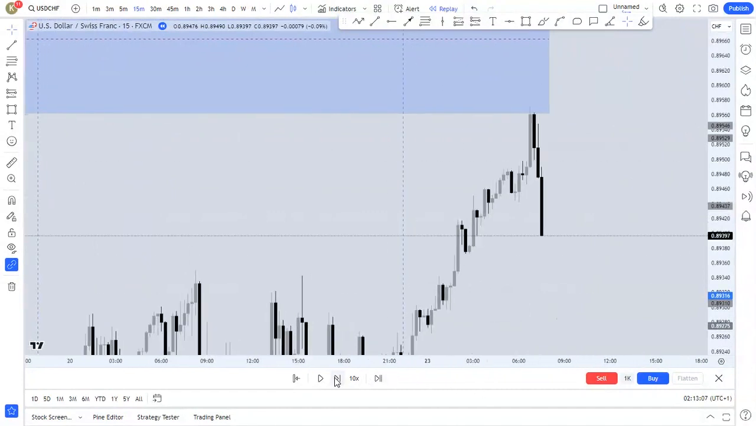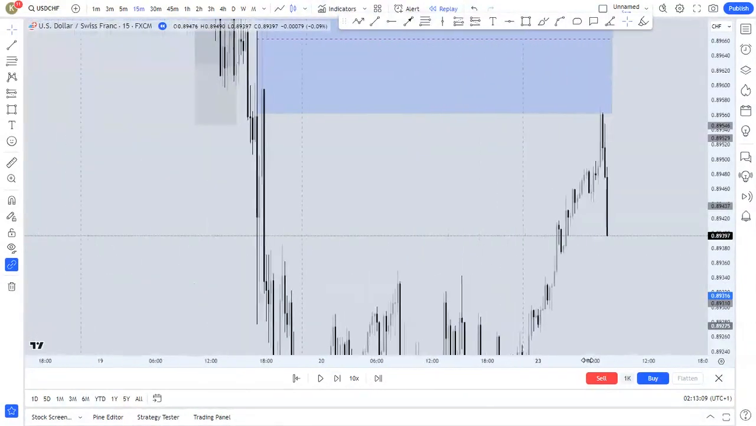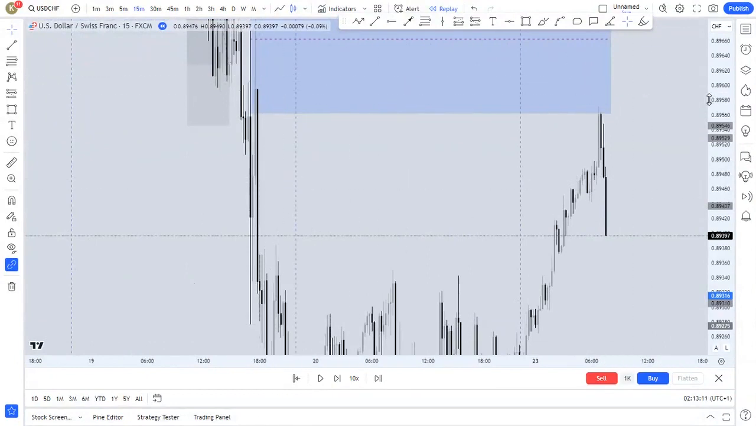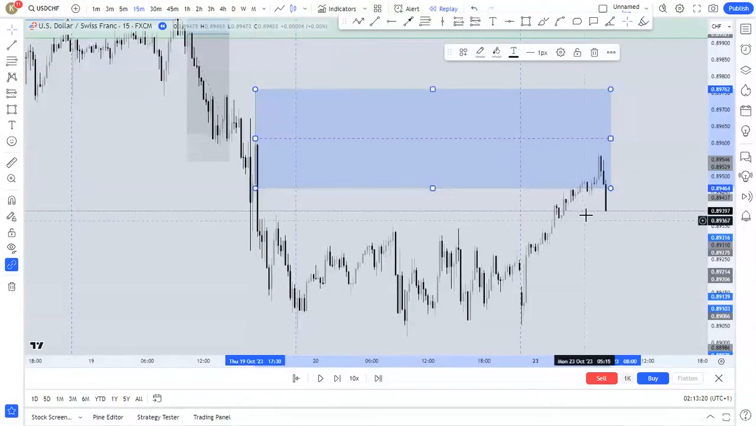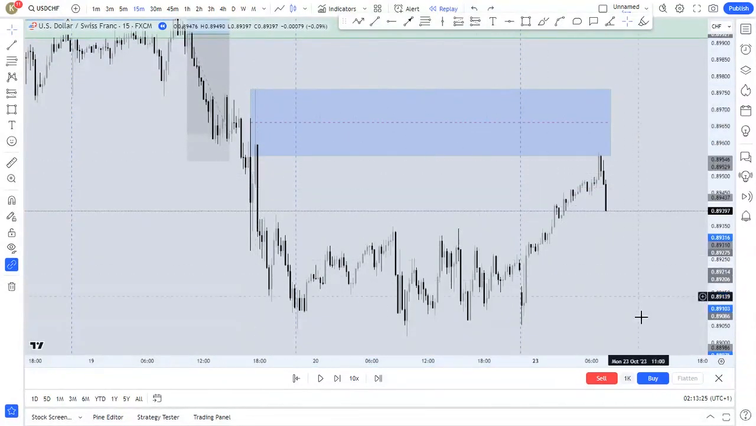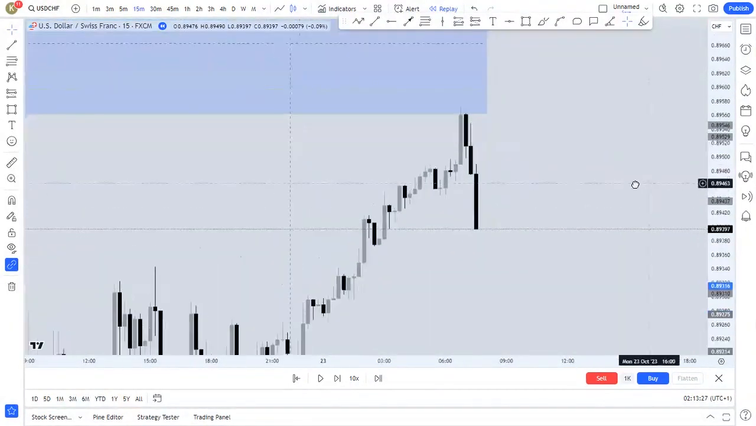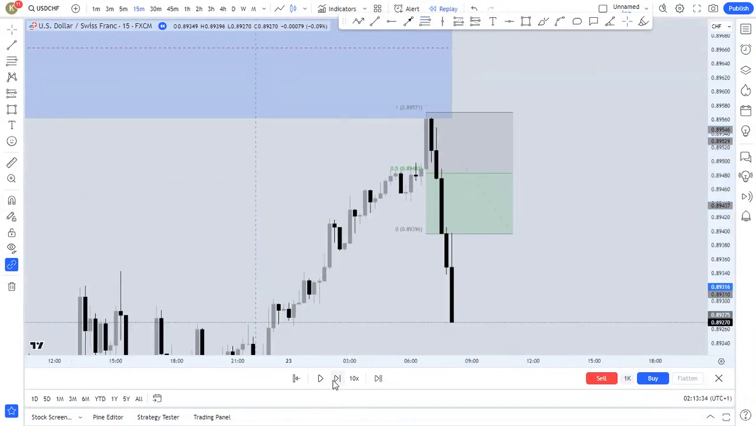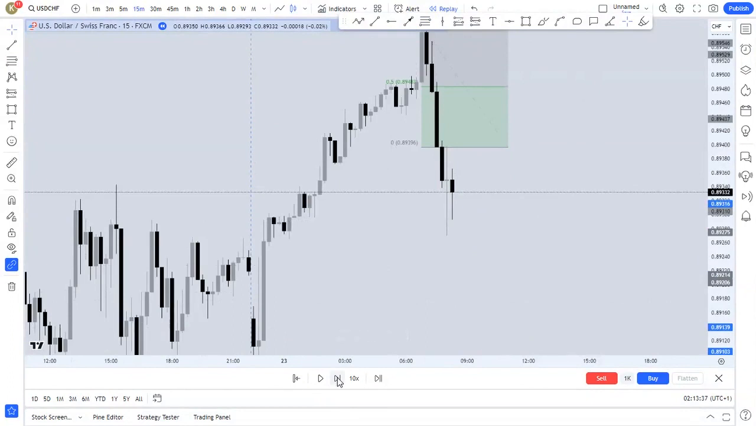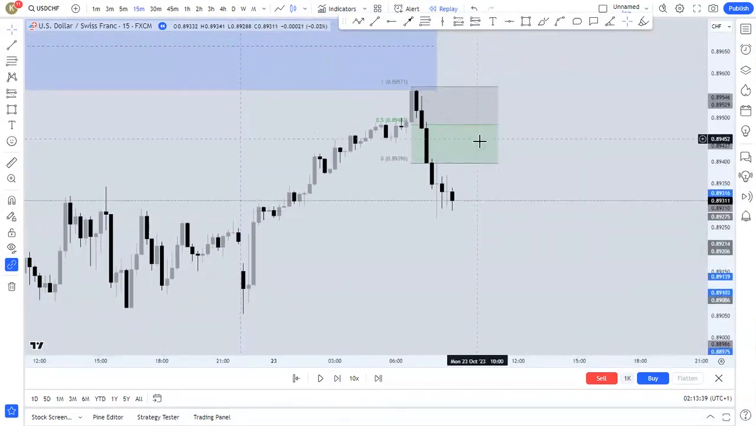So let's see. We broke structure from this area. Now what I'm seeing is that price is still in a 15 minutes order block. If I try to refine it, you can see when we got in. So everything is aligning. This is an order block, and we have to judge this from here to see if there's going to be any potential retracement. And there was none. It just kept falling.